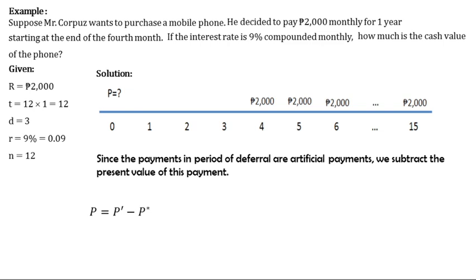So, the present value is equal to the present value of all payments, including the artificial, minus the present value of the deferred payment. So, meron tayong 28,273.99 minus 5,911.11. Yan ay 22,362.88. So, yan yung presyo ng ating mobile phone na ipopurchase ni Mr. Corpus.